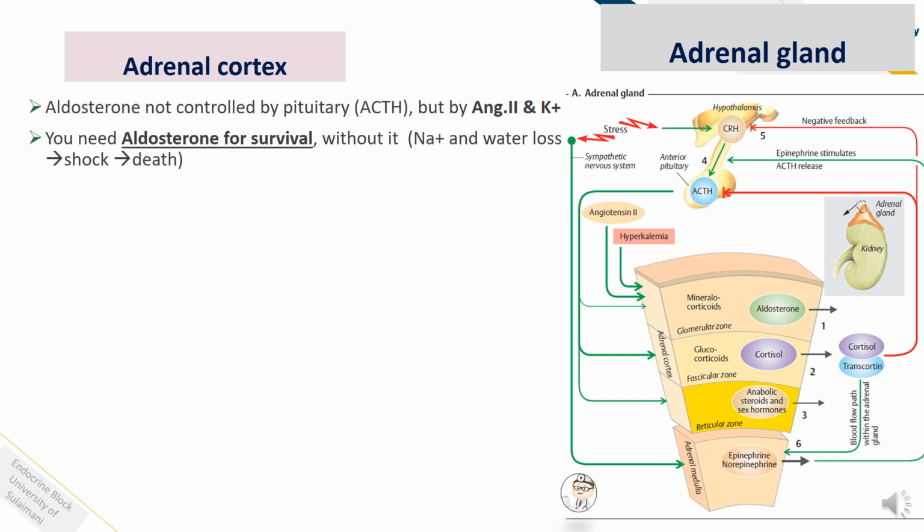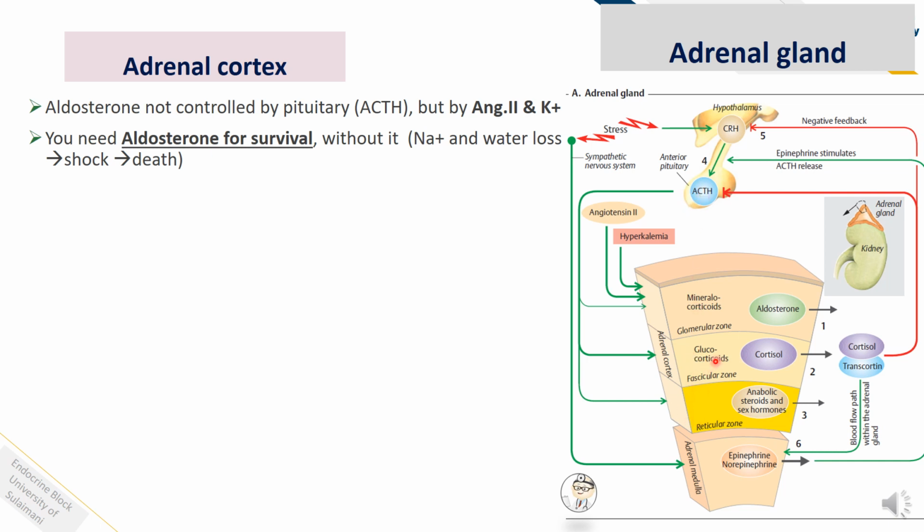Aldosterone and cortisol, these are adrenal cortex hormones, mostly under the control of hypothalamic CRH, corticotropin releasing hormone, and pituitary ACTH. ACTH, adrenocorticotropic hormone, will affect adrenal cortex hormones, but aldosterone is not under the control of ACTH like other adrenal hormones.